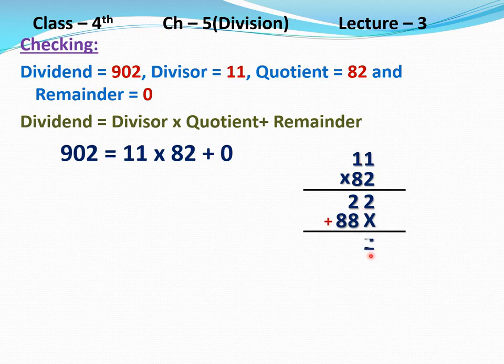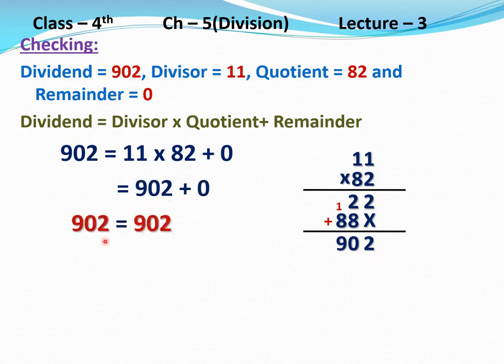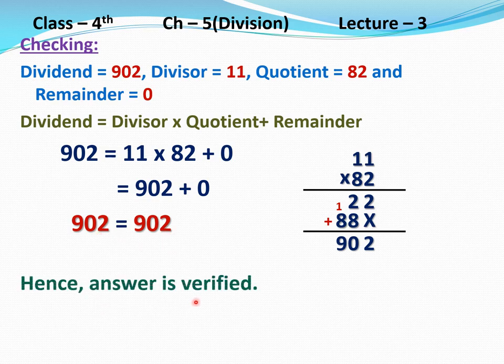Now we will do addition. Write 2 here. 2 plus 8, 10. Write 0 here and write 1 carry. 1 plus 8, 9. Write 9 here. 11 multiply 82 equal to 902. Write down 902 plus 0, and 902 plus 0 equal to 902. Left hand side and right hand side both are equal. Hence answer is verified. Clear?